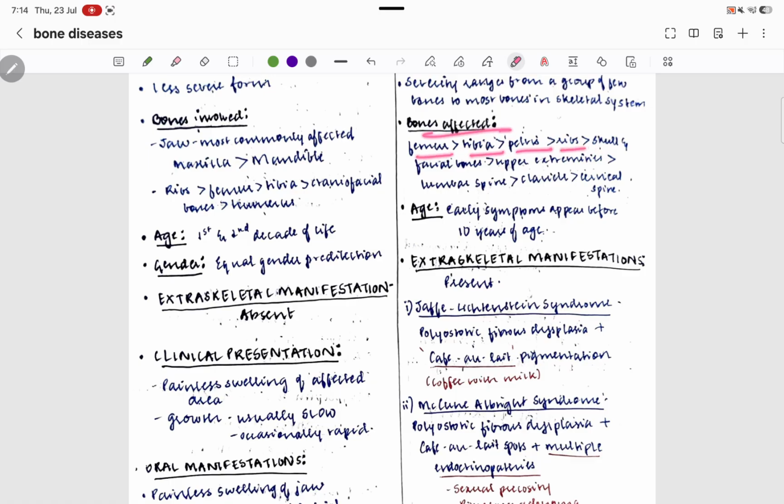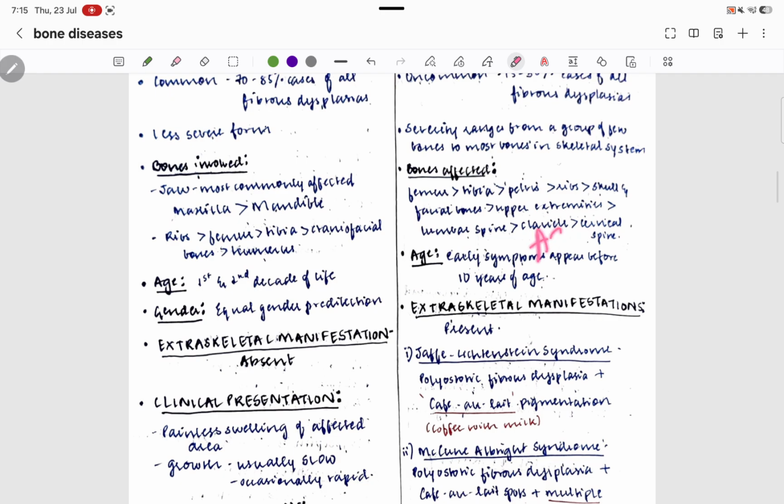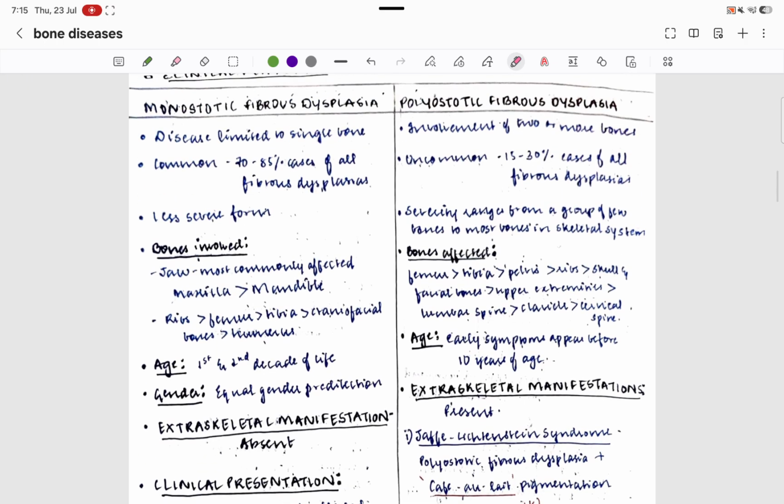Femur, tibia, pelvis, ribs. So the bones which are affected are femur, tibia, pelvis, ribs, skull, facial bones, upper extremities, lumbar spine, clavicle, and cervical spine. So all these bones are affected, and early symptoms appear before 10 years of age. Here also the age predilection is in young children, less than 10 years of age. And coming to the bones, it is femur, tibia, pelvis, ribs, skull.